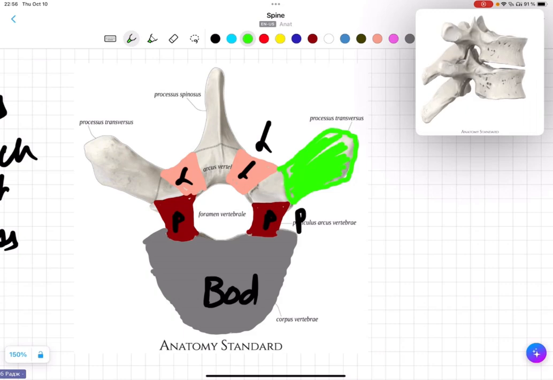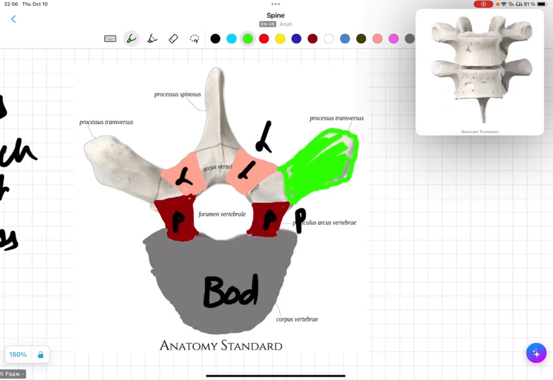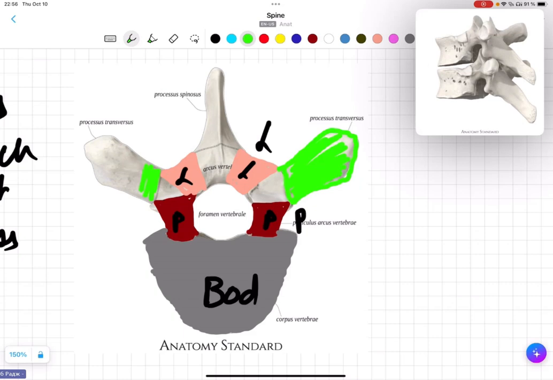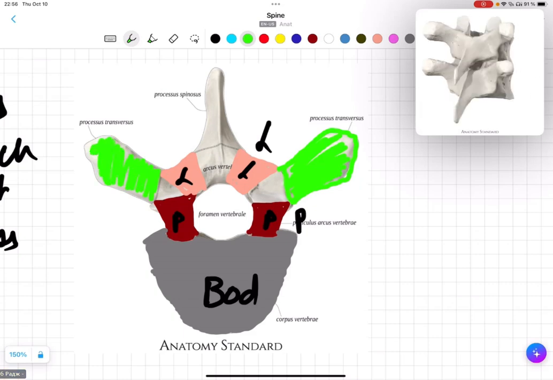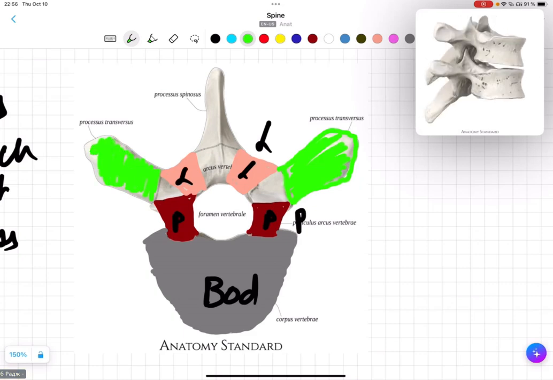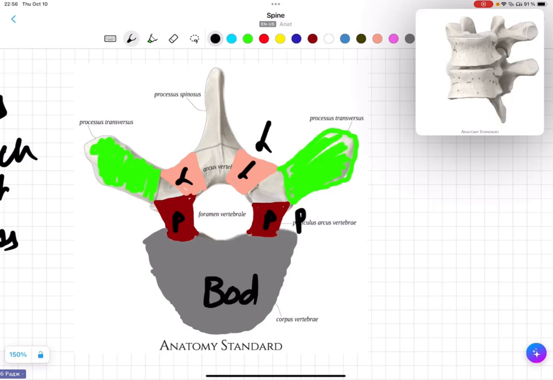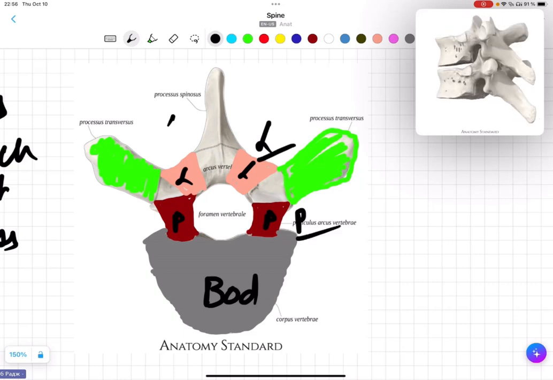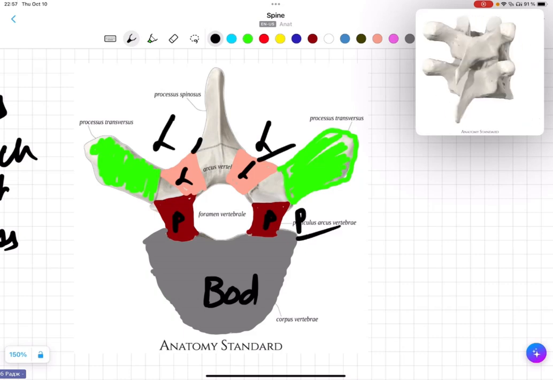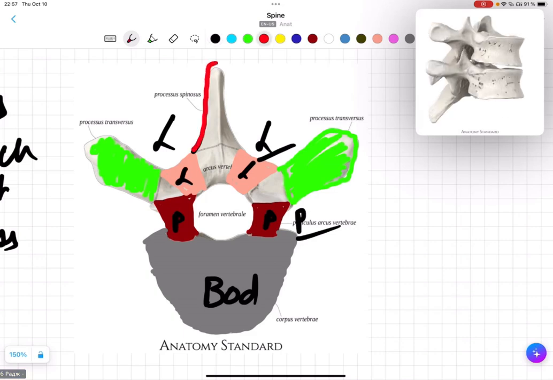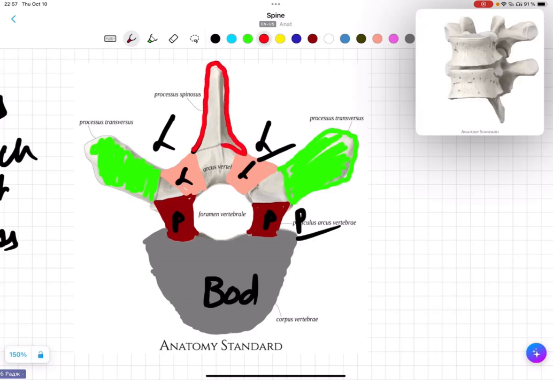Present laterally. That is your transverse process here. Now, that was present between lamina and the pedicel. But between two lamina, you have this process known as spinous process.